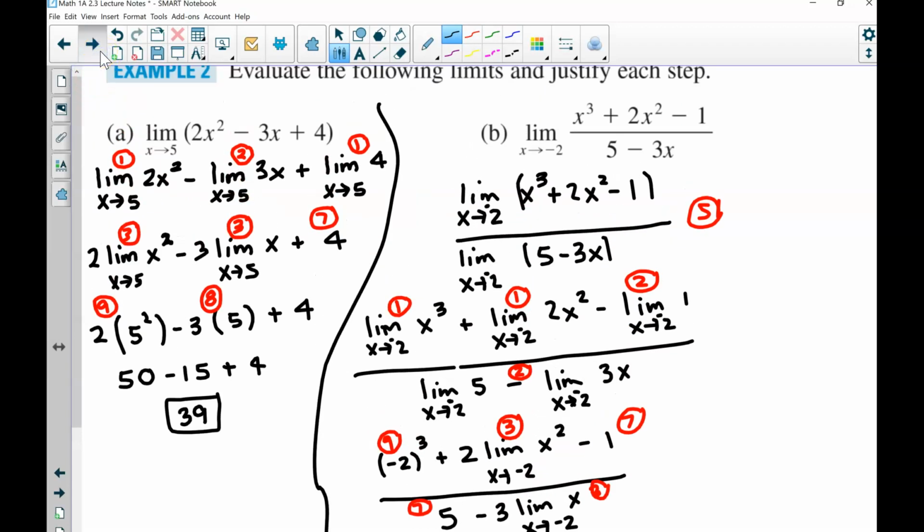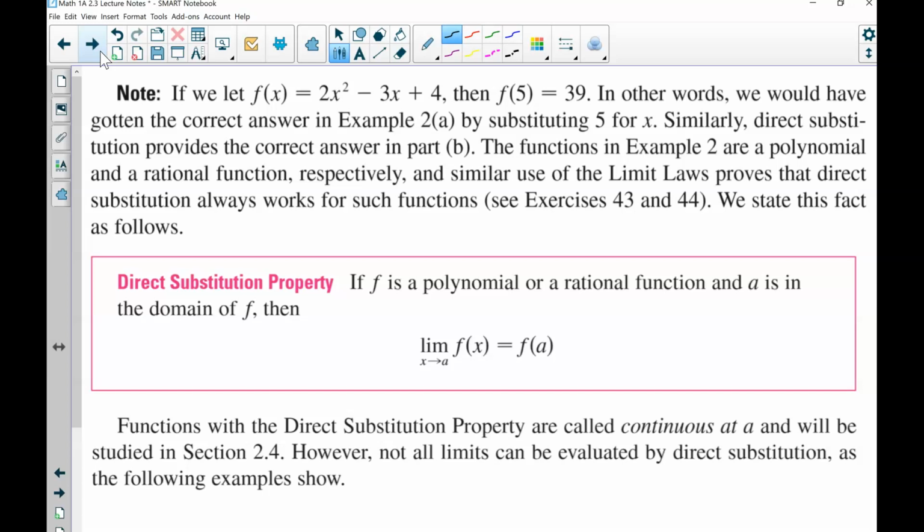Okay, let's go to example number 3. All right, so before we get to example number 3, note that if we let f of x equal 2x squared minus 3x plus 4 and then find f of 5 is 39, in other words, we would have gotten the correct answer in example 2a by substituting 5 for x. Similarly, direct substitution provides the correct answer in part B. So the functions in example 2 are a polynomial and a rational function respectively. And similar use of the limit laws proves that direct substitution always works for such functions.